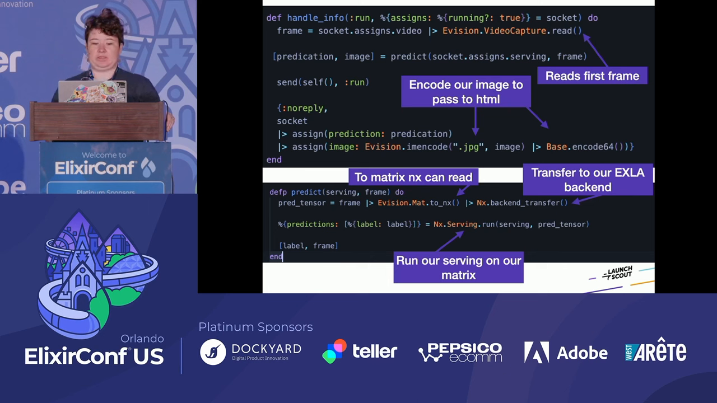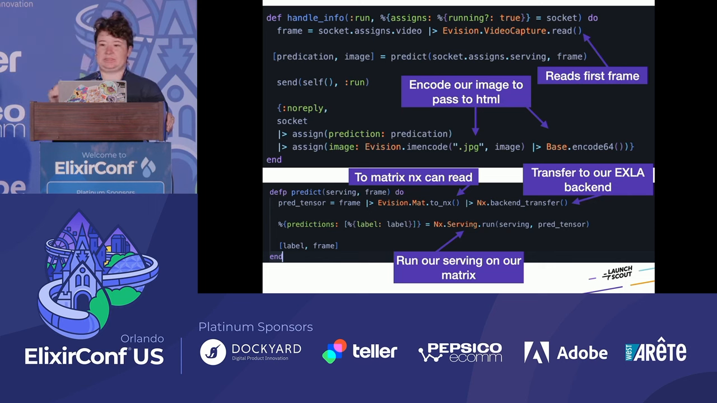And then we are going to pass that frame to a predicting function. And we're going to encode it. Basically, we're looking at matrices right now, and our computer doesn't know how to look at matrices, so we're turning it back into an image. That's all that encoding is.